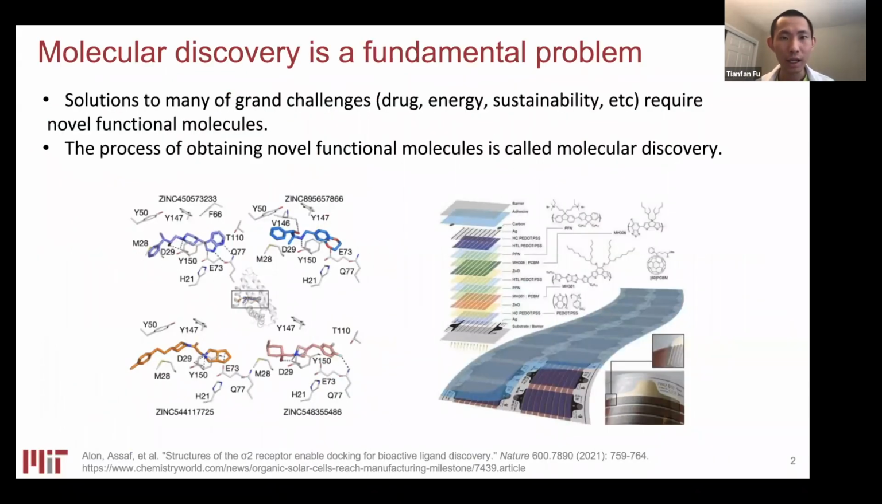Molecular discovery is a fundamental problem in multiple scientific disciplines. Concretely, solutions to many grand challenges require novel functional molecules. For example, in pharmaceutical science, we are interested in drug molecules that could bind tightly with the target protein. In material science, we are interested in material molecules with desired band structure. The process of obtaining novel functional molecules is called molecular discovery.